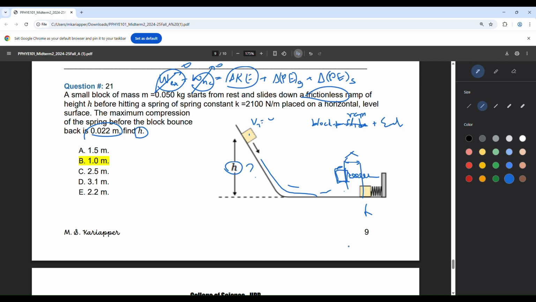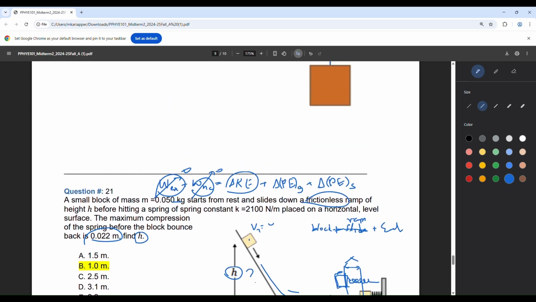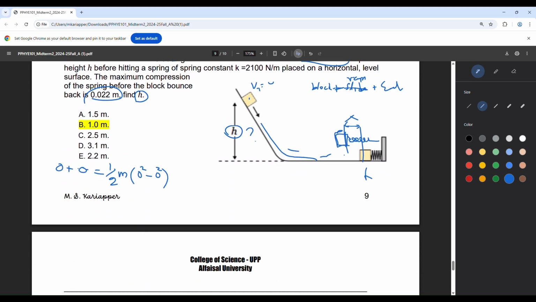So let's solve this. The system has no external force, so this is 0, and there is no friction, no non-conservative forces, that is also 0. Our initial is when the block is here, 0 speed. Final is when the block is compressed to the maximum. Again, the speed is 0. So that will make it 0 plus 0, for these two, equal to the change in the kinetic energy, half m times 0 squared minus 0 squared. Final speed is 0, initial speed is also 0, so the whole thing is 0.